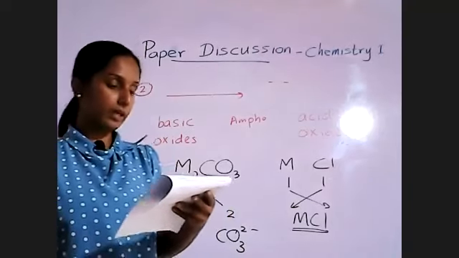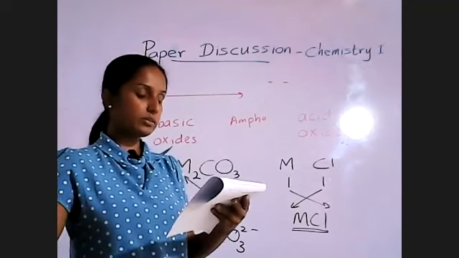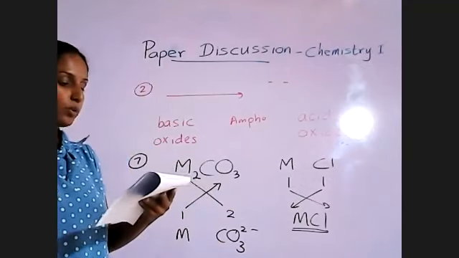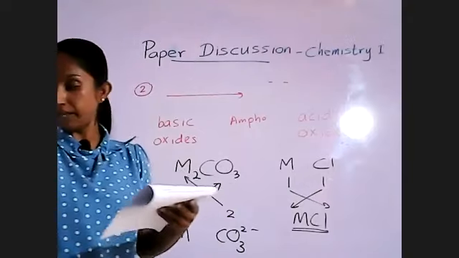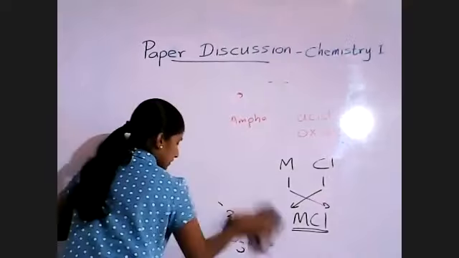Look at the eighth one. What is the number of oxygen atoms in 22 grams of carbon dioxide gas? 22 grams of carbon dioxide gas.